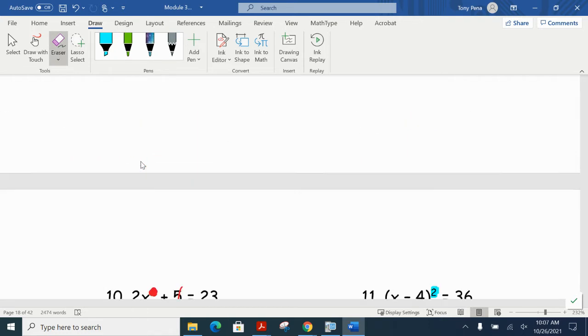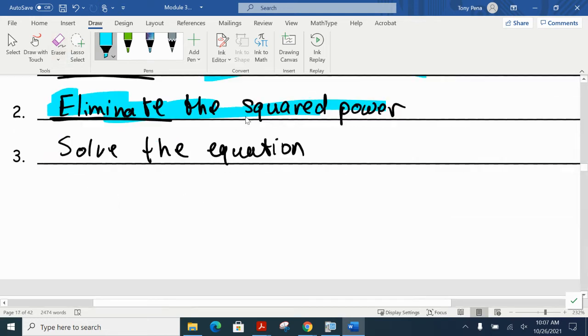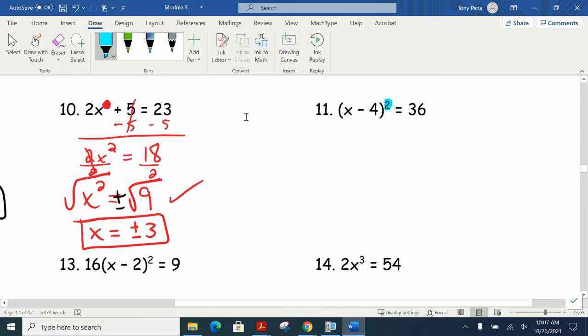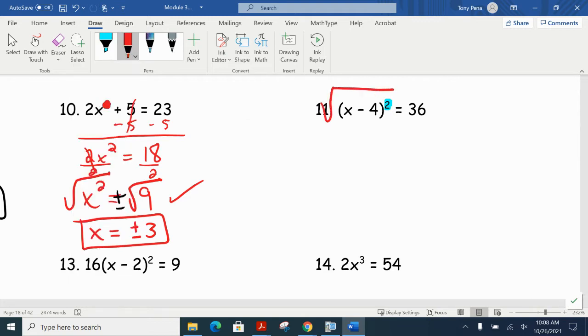Your second step that we've been doing is once it's isolated, we want to eliminate it. And the way we eliminate that squared power is with a square root. So go to number 11. That's what we're prepared to do right now. We want to eliminate the square with our square root. So take the square root of the left-hand side. The square root and the square cancel each other out. That then means all we are left with is what's underneath, and that is an x minus a 4. Whenever we take a square and a square root, these guys are effectively just canceling each other out, and then all we're left with is whatever's underneath.